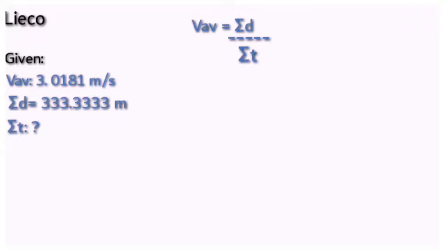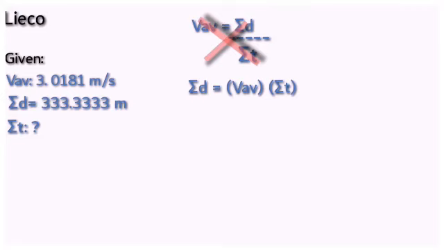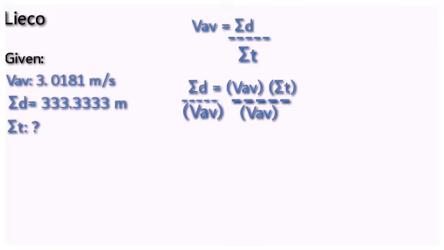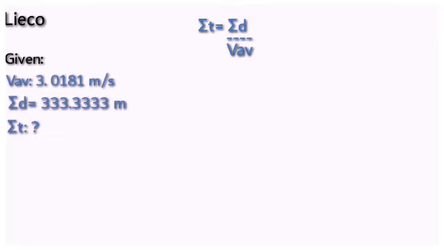This is the original formula. Let's evaluate it before using it. Just cross-multiply. Total distance is equal to the average speed multiplied by the total time. We're not done yet. Remember, the total time is the unknown. So, divide both sides of the equation by the average speed so that the total time will remain. Just cancel and there you have it. The total time is equal to total distance over the average speed. Now, let's substitute the given to the formula.